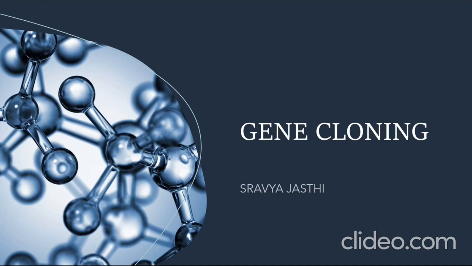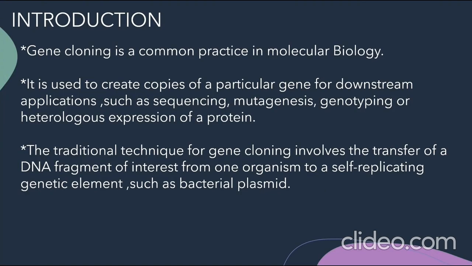Let's today discuss gene cloning and the steps of gene cloning. Gene cloning is a common practice in molecular biology. It is used to create copies of a particular gene for downstream applications such as sequencing, mutagenesis, genotyping, or heterologous expression of a protein. The traditional technique for gene cloning involves the transfer of a DNA fragment of interest from one organism to self-replicating genetic elements such as a bacterial plasmid.